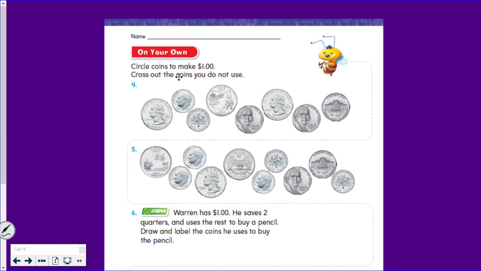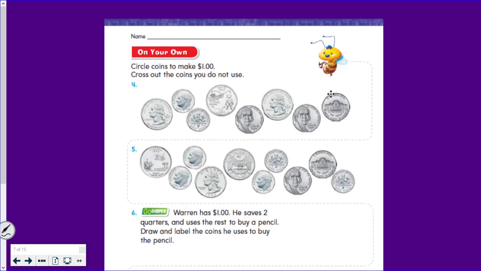On your own, it says circle coins to make $1. Cross out the coins you do not use. Okay? So you're going to circle the coins that you're going to use to make $1. Are you done? Do you need more time? Pause your video if you need more time.